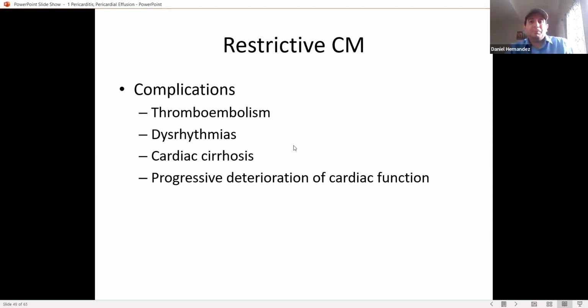Other symptoms of restrictive cardiomyopathy are dysrhythmia. So AFib is the big one. Those atria are large, they're dilated. They're obviously going to wind up with some sort of arrhythmia, so AFib being the most common. Patients can wind up with cardiac cirrhosis and progressive deterioration of cardiac function.